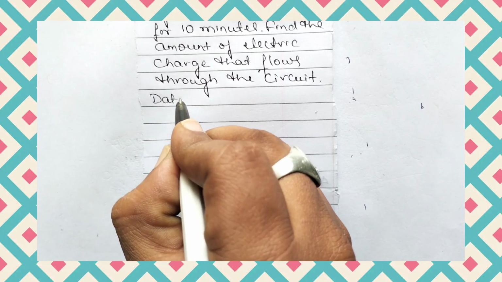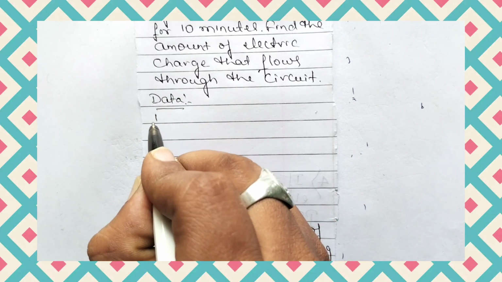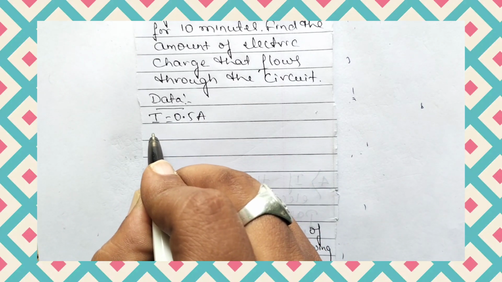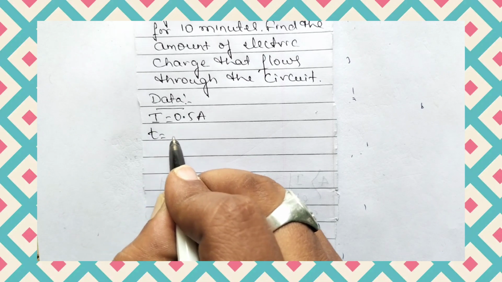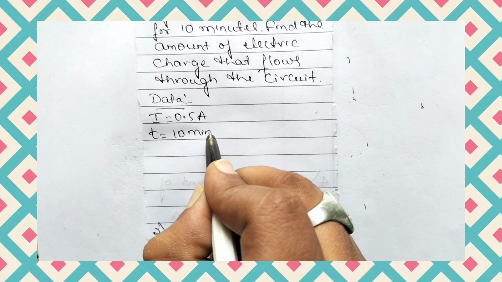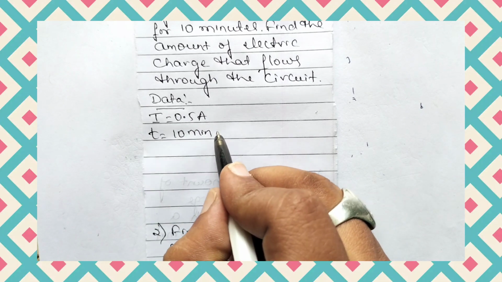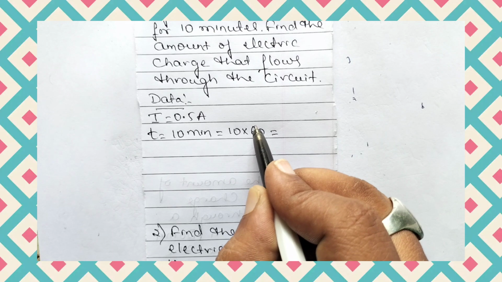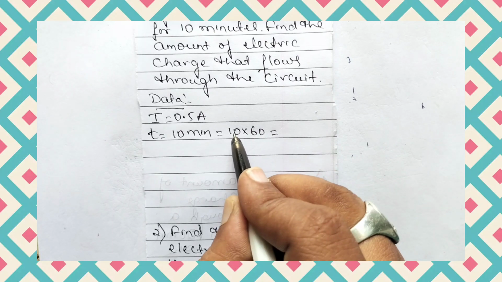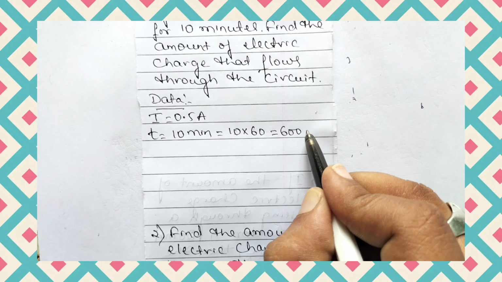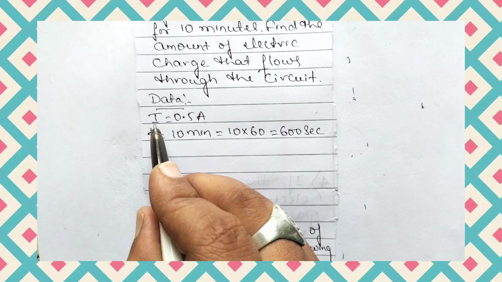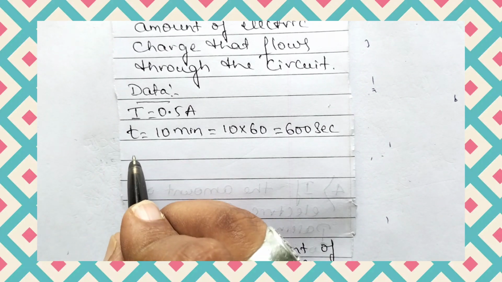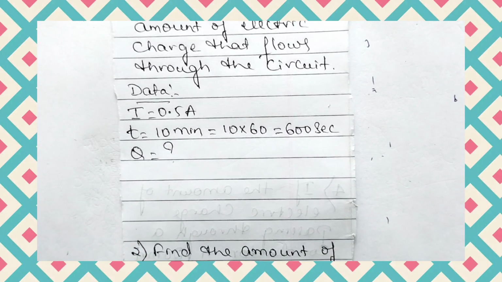According to the data, he has given current I is equal to 0.5 ampere. Then they have given the time is equal to 10 minutes, but we know that SI unit of time is seconds, therefore convert 10 minutes into seconds. So 10 into, for 1 minute 60 seconds, multiply 10 by 60, we will get 600 seconds. So I given, T given, we have to find out Q. So Q is equal to question mark.